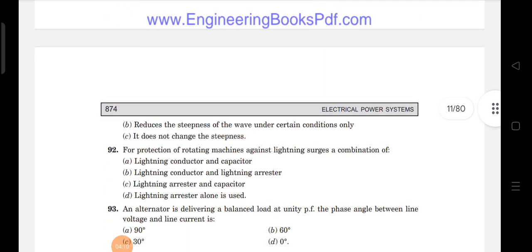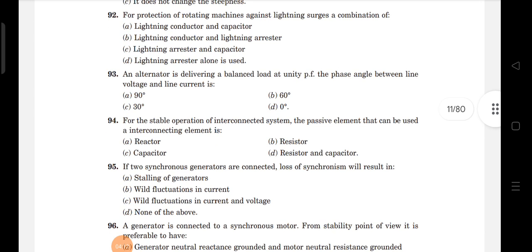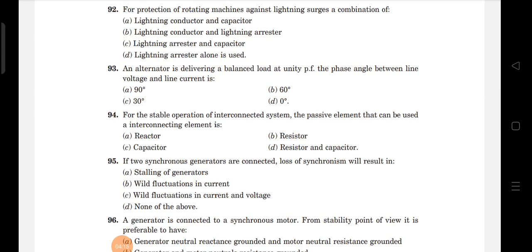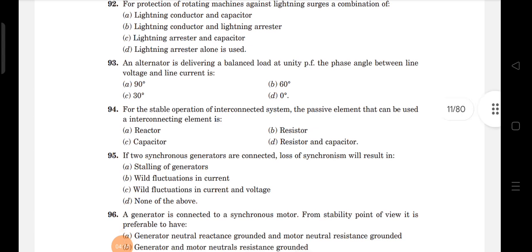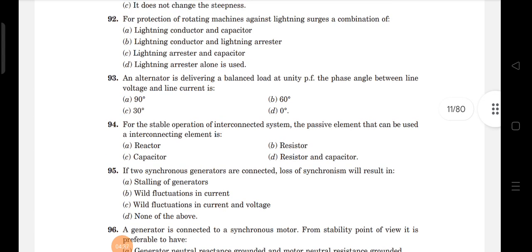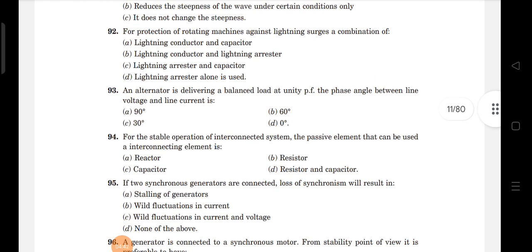Okay, next, for the protection of rotating machines against lightning surges, we can use a lightning arrestor and a capacitor. A lightning arrestor is a non-linear resistor, which offers different impedances during normal operating conditions and during abnormal operating conditions. That means for the 92nd question, C is correct.